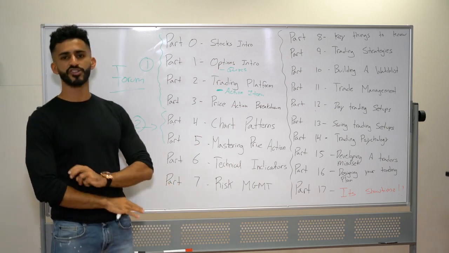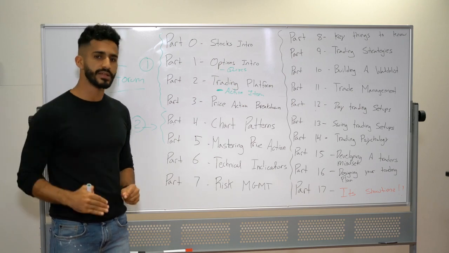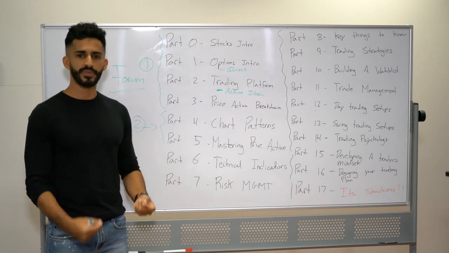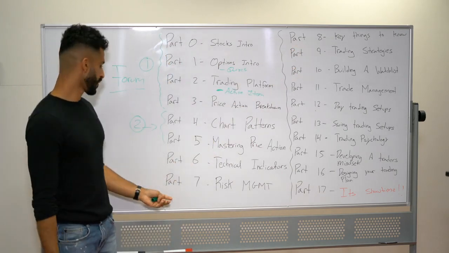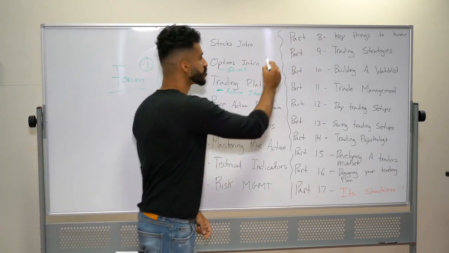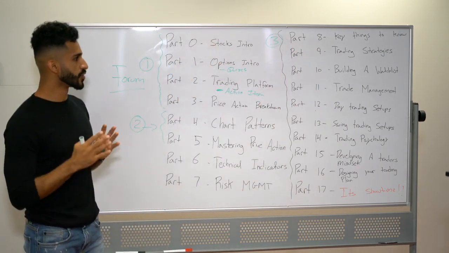Part 7 focuses strictly on risk management, protecting your downside, locking in the upside, having proper risk management strategies. And then we go to part 8, which is key things to know. So by part 8, you should be on week 3, right? So right now you're on week 3.